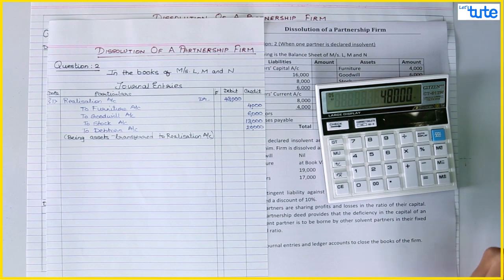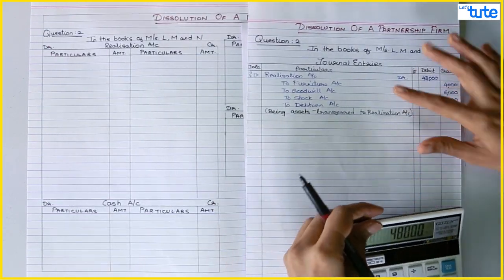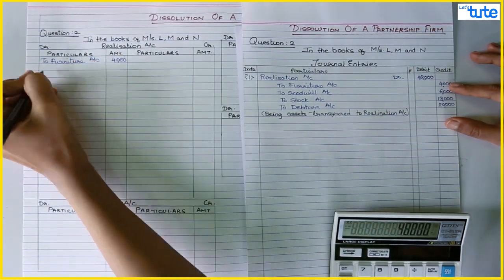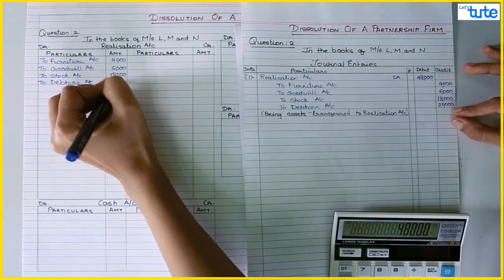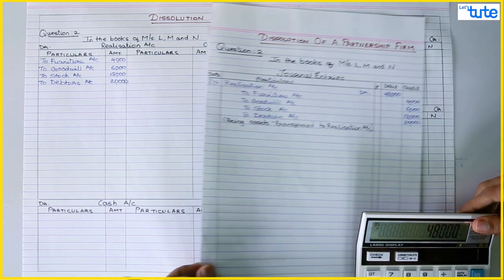Okay, now post this into your ledger accounts also. So these would be debited to the realization account. Okay, so this posting is done and we have closed our assets accounts.